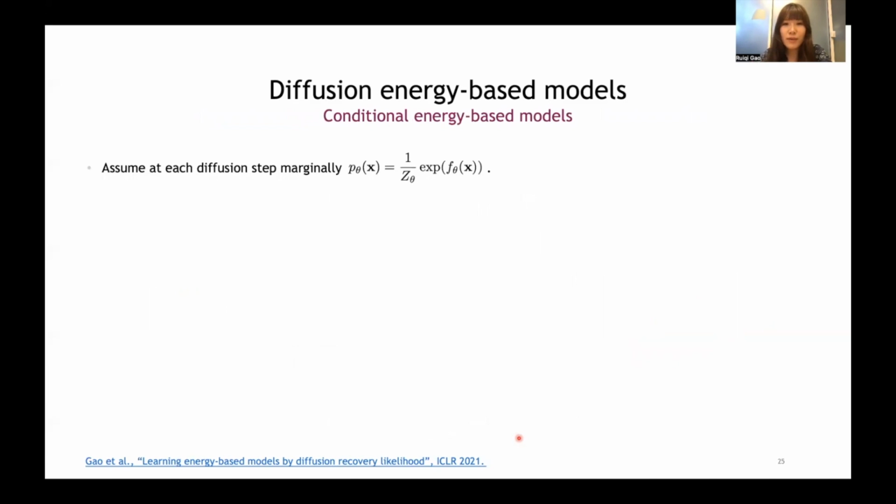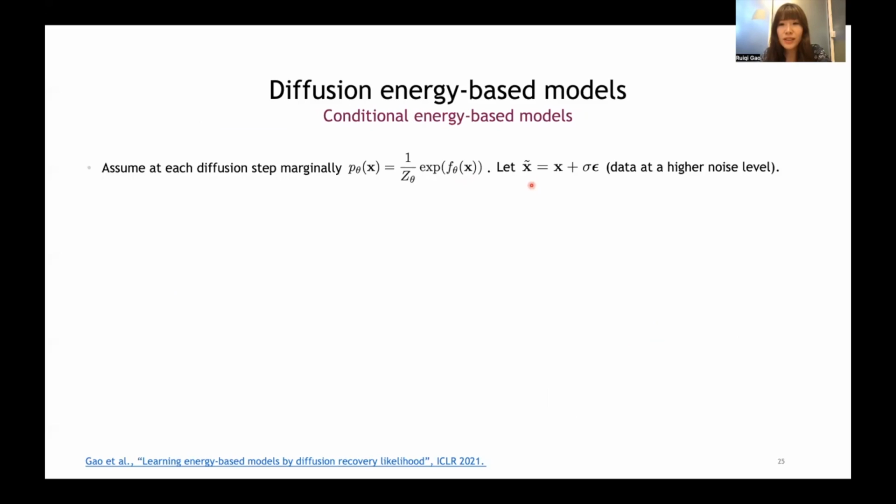If we want to parameterize the denoising distribution by a conditional energy-based model, we can start by assuming that at each diffusion time step, marginally the data follows an energy-based model in the standard formulation. Here I removed the time step subscript for simplicity.